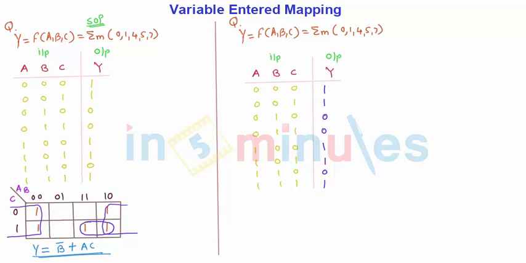What is variable entered mapping? So what I will do, the LSB bit, that is the C bit, and the MSB bit is A in this case. So whatever C section is there, the entire C section I am going to map into the K-map. Let us see that. Suppose C is not there, so there are only 2 inputs A, B, so there will be 4 groups as I am going to show you here.